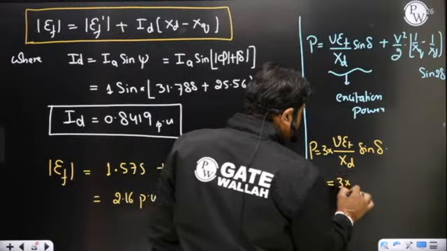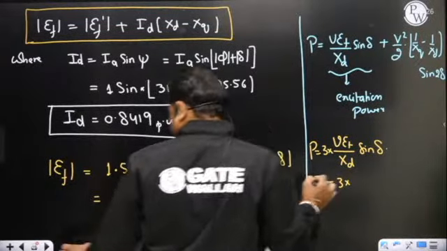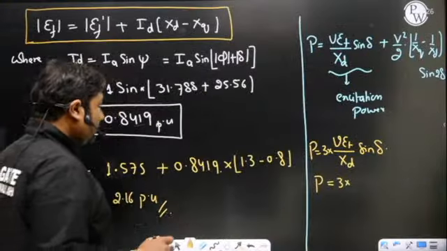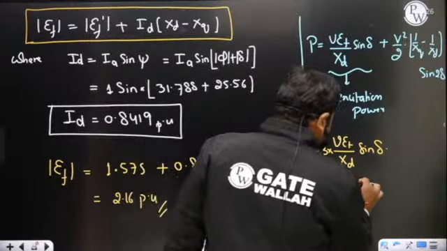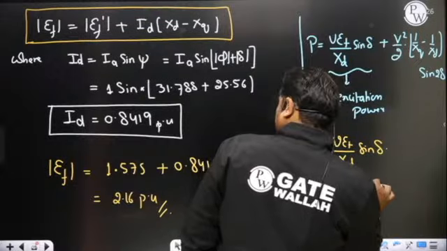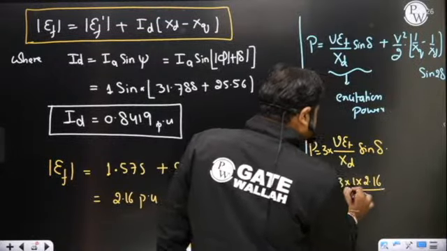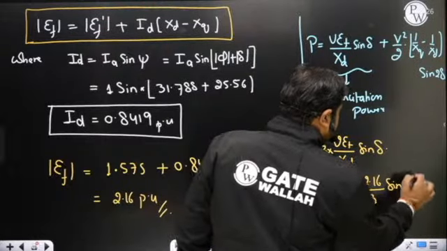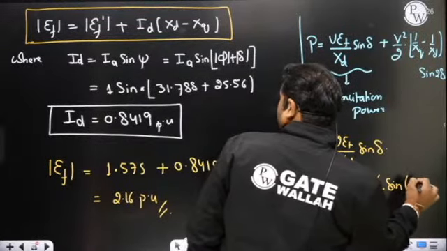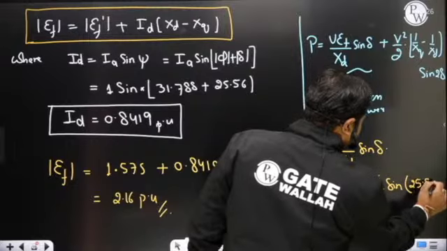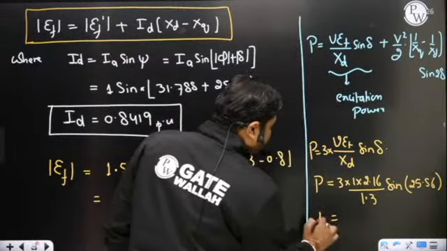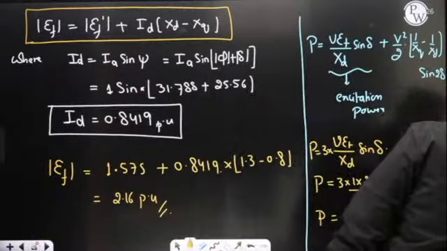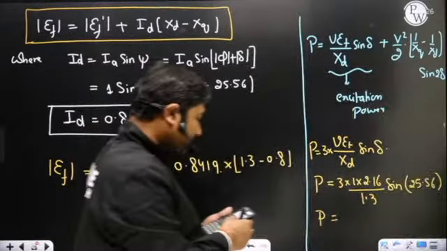So 3 into V, which is known to us, because it's a 3 phase. V is known to us, 1. EF we have calculated, 2.16. XD is given to you, 1.3. Sine delta, you have calculated, 25.56. Now you know about the excitation power. What is the excitation power?